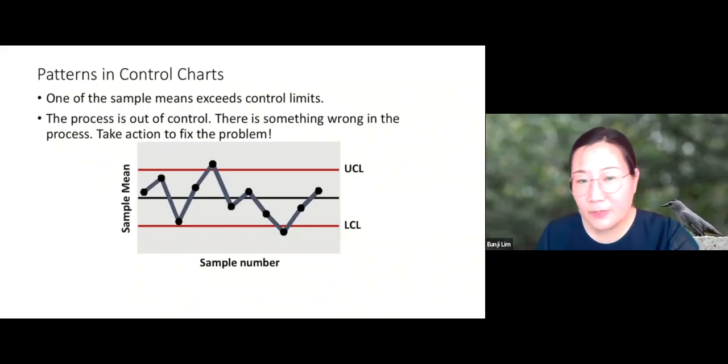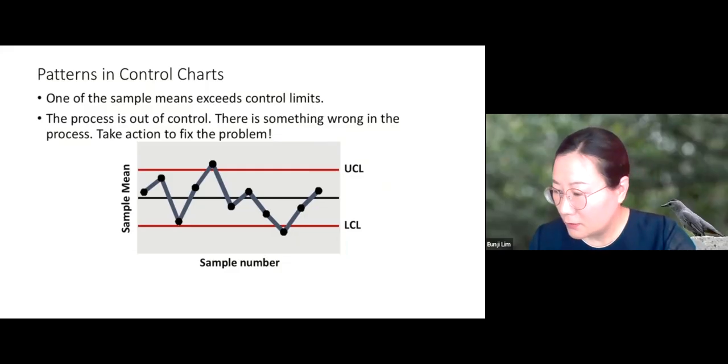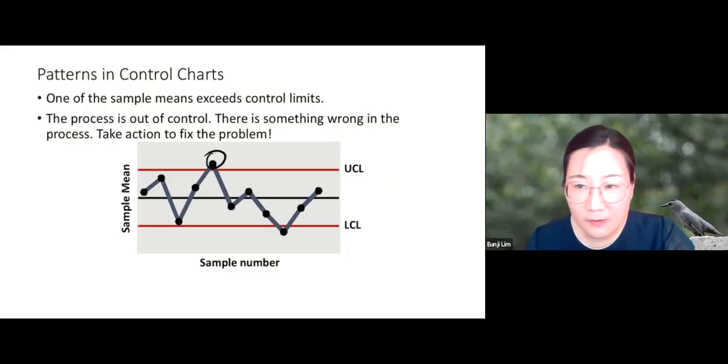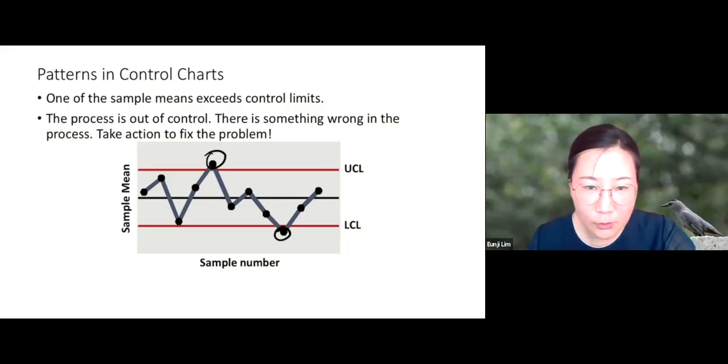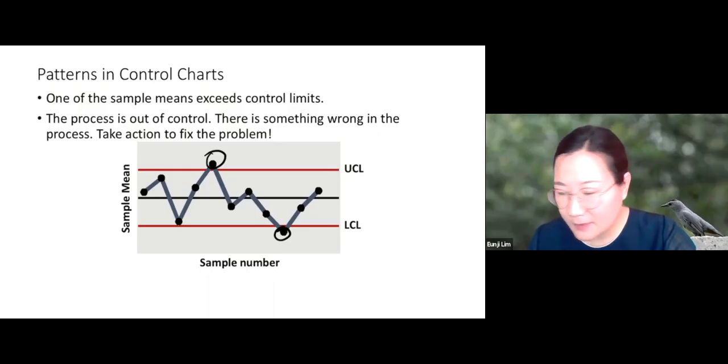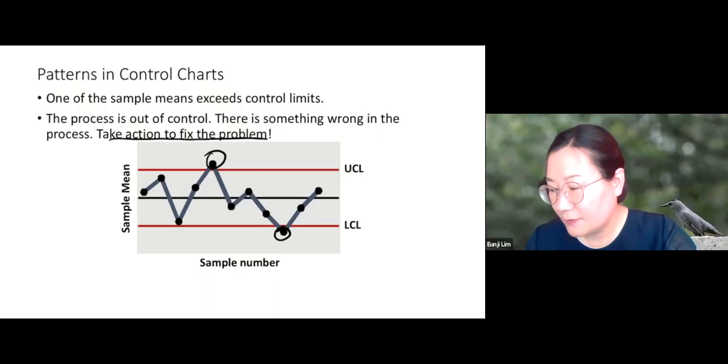Now, if the sample means look like this, what decision should he make? Should he conclude the process is in control or out of control? Do you see this sample mean that's above the upper control limit? And this is also lower than the lower control limit. So if one or more sample means is outside the limit, then we need to conclude the process is out of control. There's something wrong in the process.